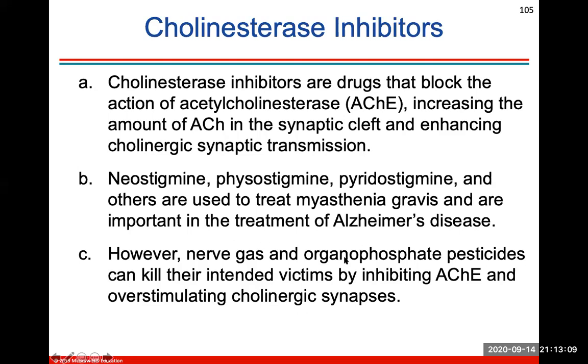However, nerve gas and organophosphate pesticides can kill their intended victims by inhibiting acetylcholinesterase and overstimulating these synapses. What nerve gas actually does is act as a cholinesterase inhibitor. If we inhibit acetylcholinesterase, we're constantly flooding that synaptic cleft with acetylcholine. So we're just overstimulating our neurons, and that's what nerve gas will do.